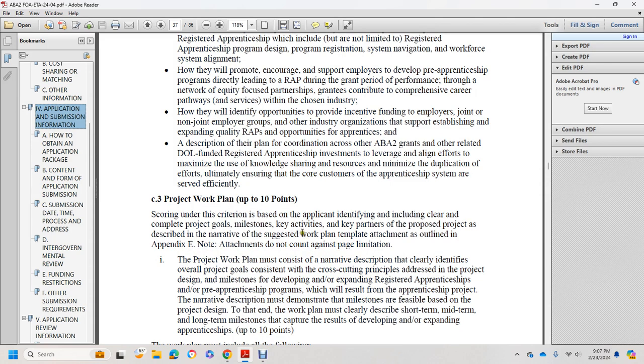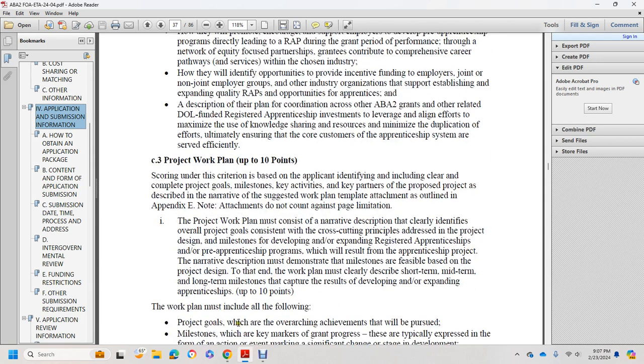Note the attachments do not count against the page limitation. Your project work plan must consist of a narrative. The description clearly identifies overall project goals, consistent with the cross-cutting principles addressed in the project design, and milestones with the developed and expanded registered apprenticeship and pre-apprenticeship programs, with the result of the apprenticeship project. The description must demonstrate the milestones are feasible based on the project design. The work plan must clearly describe the short-term, mid-term, and long-term milestones that capture the result of developing and/or expanding apprenticeship.